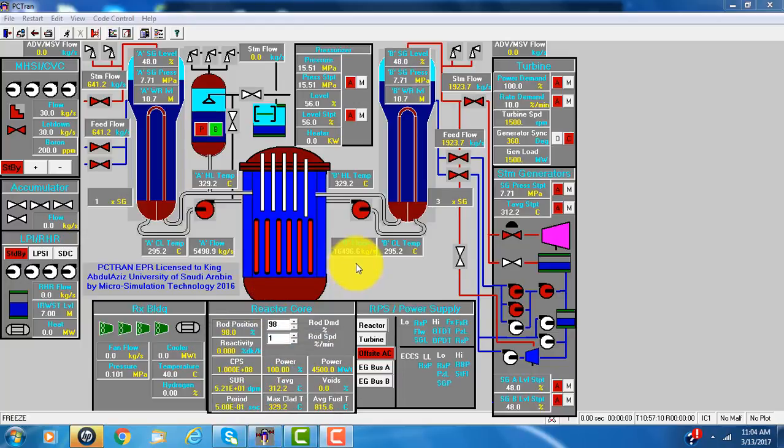I'd like to introduce to you PCTRAN, Nuclear Power Plant Simulator. This one is a pressurized water reactor, and the specific one here is the EPR, European Power Reactor, made by Areva of France. There are three plants being constructed right now, one in Finland, one in France, and one in China.